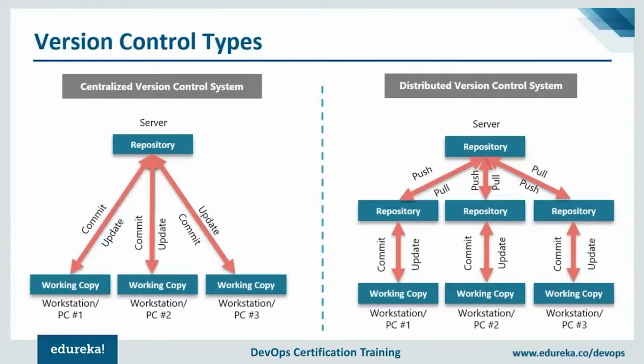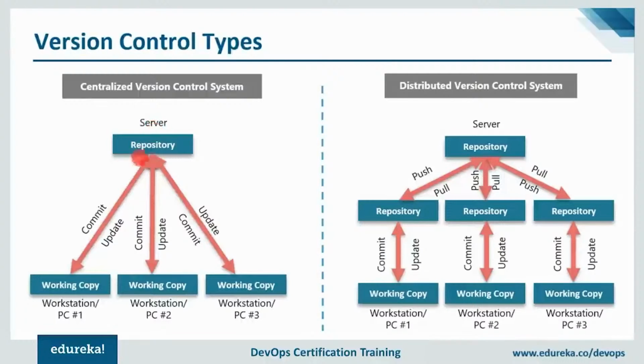Now, let's get into the different types of version control system. Well, to say that, there are three types of version control systems: the local version control system, the centralized version control system, and the distributed version control system. So when you talk about local version control system, the local version control system is where many developers are working on the same version. Now, coming to the centralized version control system.